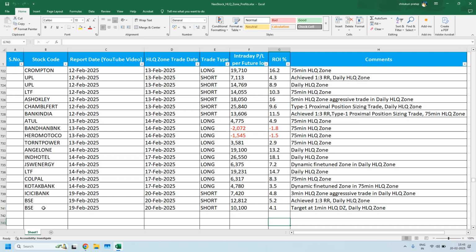So those who have taken trades in the BSE, you would have got good profits. See the power of lesson 22. Lesson 22 is a new concept I developed, a lower time frame zone as a horizon to the higher time frame zone. Many times this concept gave very good profits. Even today, 2 times it has given you trade opportunities.